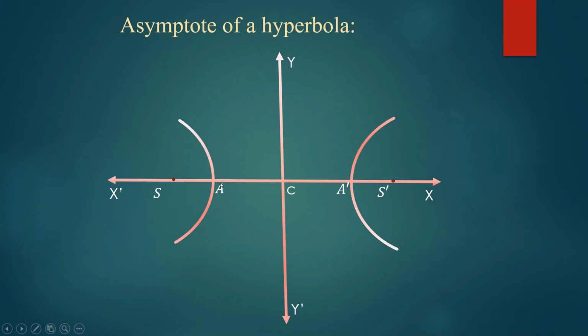This is a hyperbola and this length A prime is equal to twice a. Now taking length as twice a and breadth as twice b, we form a rectangle.